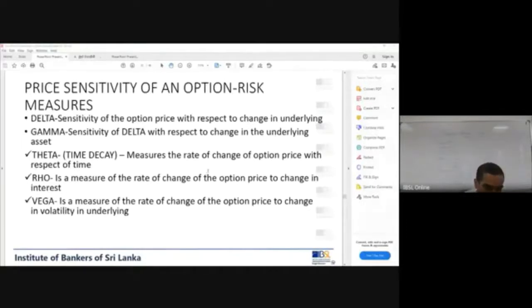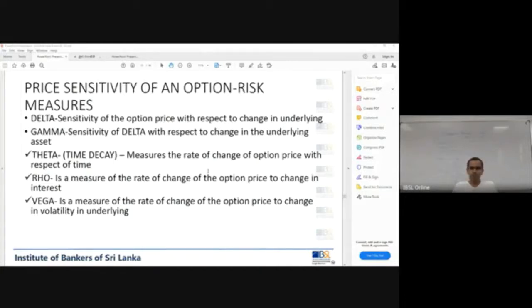Price sensitivity of an option, right? The option price is sensitive to many factors. Now, if you remember, the price of a bond is sensitive to interest rates, measured by duration. Likewise, the price of an option, meaning the premium, is sensitive to various inputs, like the underlying price, interest rates, volatility, time, and that kind of factors. So how do you measure the option's price sensitivity? Now, delta measures the sensitivity of an option price to change in the underlying price.